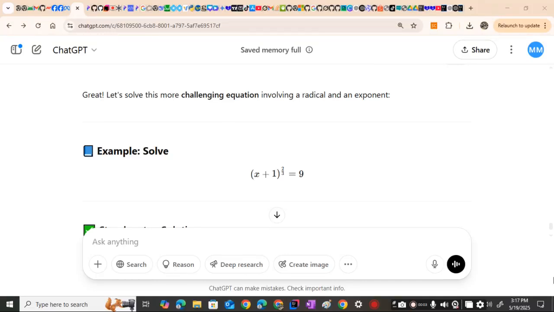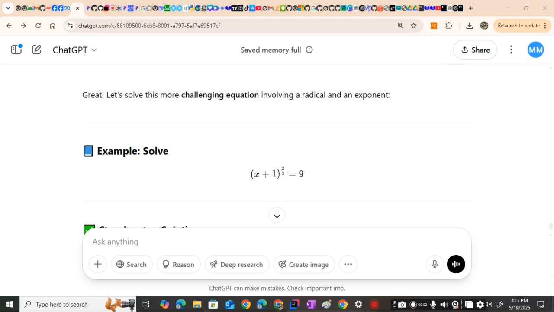Hello. Now, in the last episodes, we discussed all about linear equations and quadratic equations. This time, we want to have a more challenging form of equations. It involves radicals and exponents.